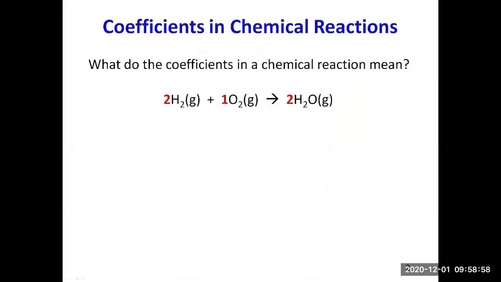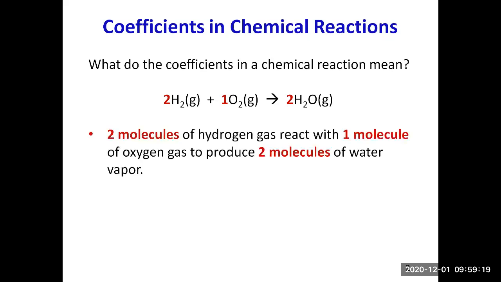So what do the coefficients in a chemical reaction mean? For example, if you have 2 H2 gas plus 1 O2 gas gives 2 H2O gas, what do the 2, the 1, and the 2 mean? The ones are usually implied, but what do those coefficients in front of the formulas of the molecules mean? They mean that 2 molecules of hydrogen gas react with 1 molecule of oxygen gas to produce 2 molecules of water vapor in this given chemical equation.